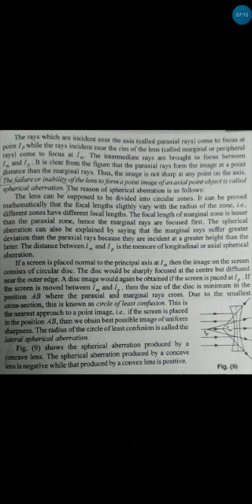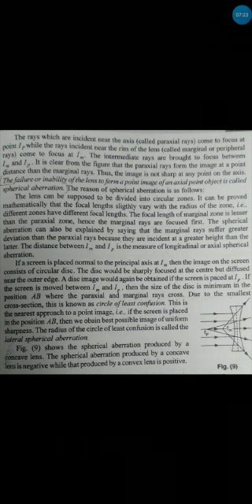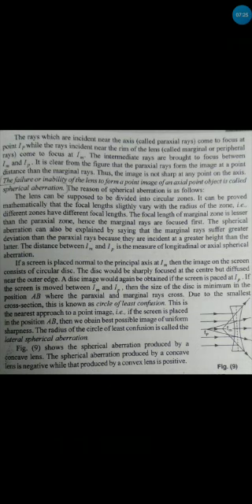So we discussed what spherical aberration is and what the types of spherical aberration are. In the next topic we are going to deal with how spherical aberration can be minimized and what the ways are to minimize it. Let us see.